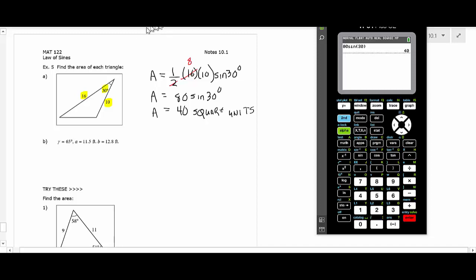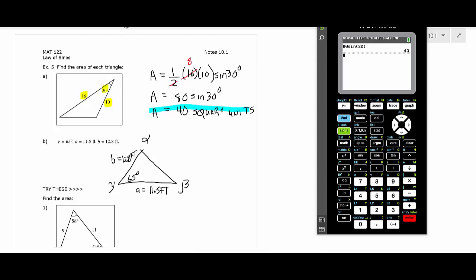The next problem that I'm going to do, I'm going to draw the triangle just so that you can see what's given here. Again, it doesn't really matter whether you draw this to scale or not. So you have your angle gamma is 65 degrees. I'm going to call this alpha and beta. They're both interchangeable. What you were given in this problem was A, the side opposite alpha, is 11.5 feet. You were given B, the side opposite beta, is 12.8 feet.